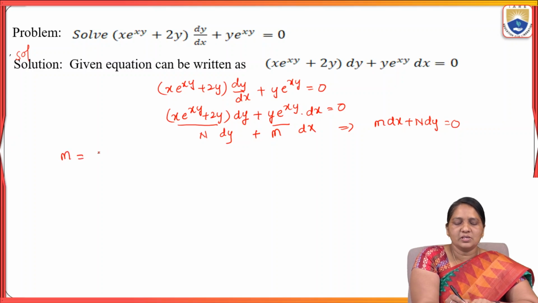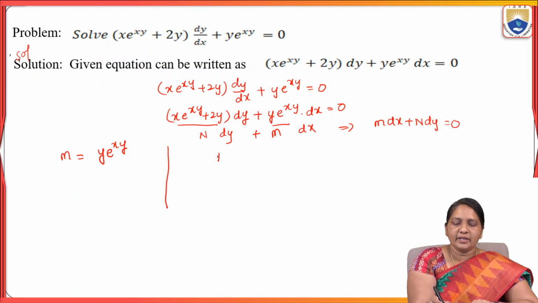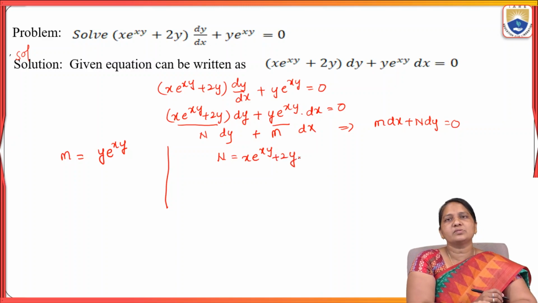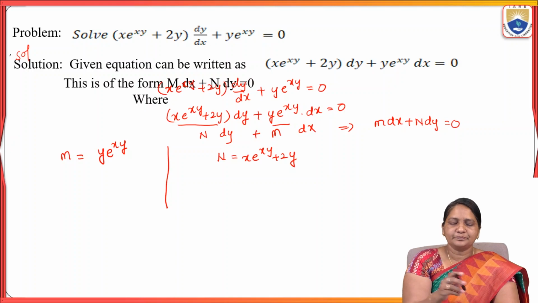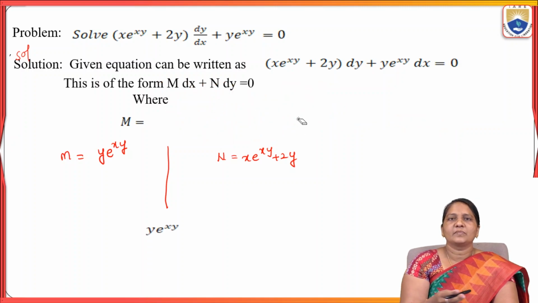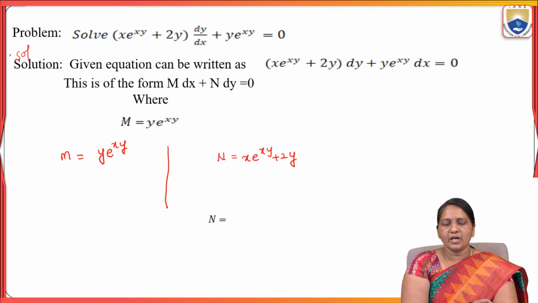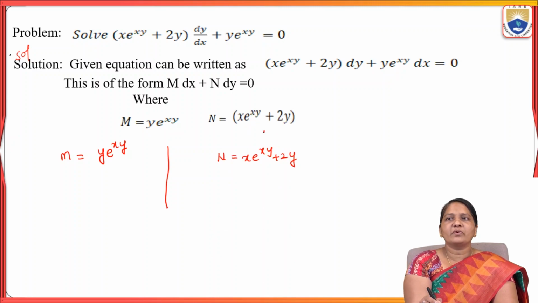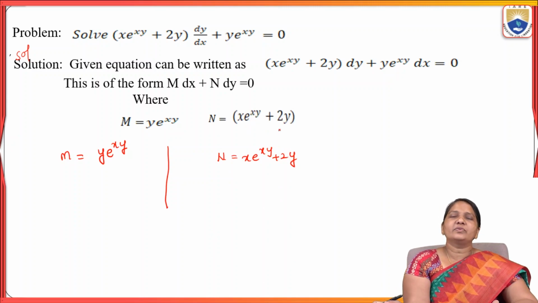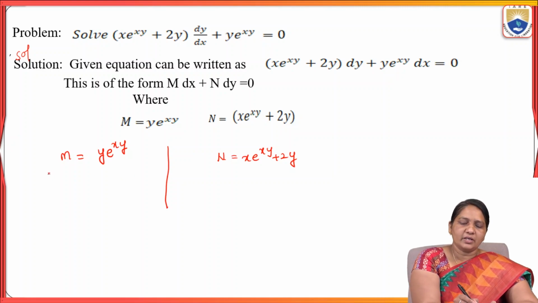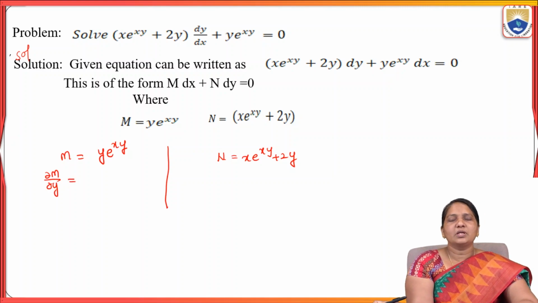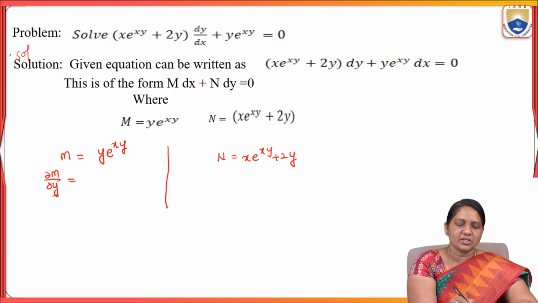So here m value is y into e power xy, and n value is x into e power xy plus 2y. When you are comparing with the equation, that is what we observe. So now after taking the m and n values, we are writing dou m by dou y. What is the dou m by dou y value here? Here I am going to do the partial differentiation with respect to y.